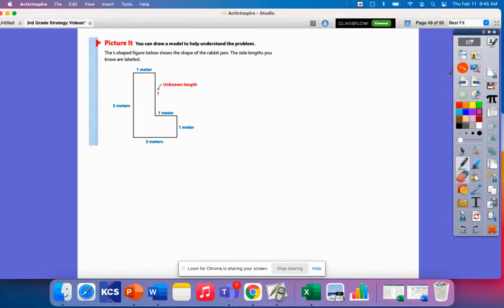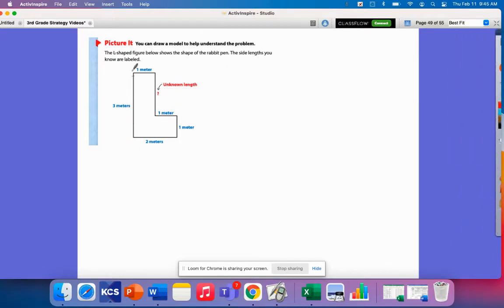Our example problem says the L-shaped figure below shows the shape of the rabbit pen. The side lengths you know are labeled. For this shape, it already gives us, in blue, the meters of some of the sides, but we do have an unknown side. In the previous lessons, whenever we were finding area and had to find a side that we didn't know, we talked about parallel lines.